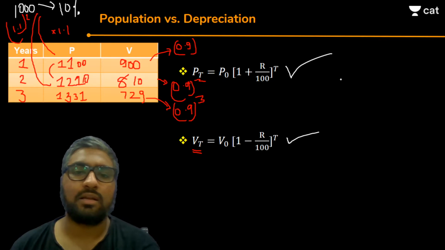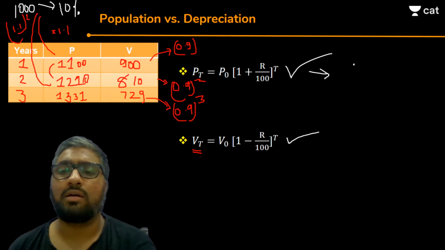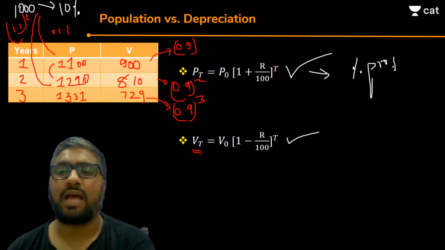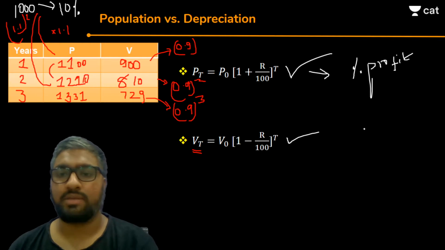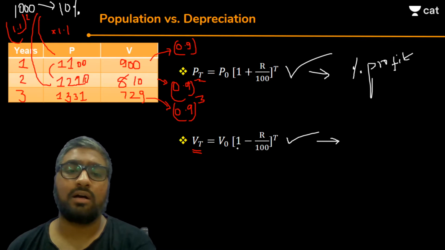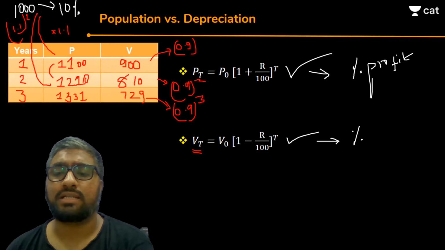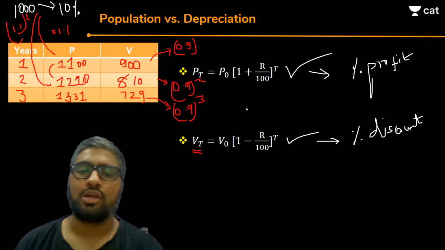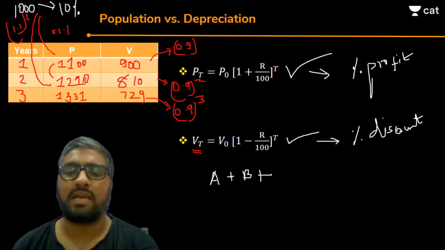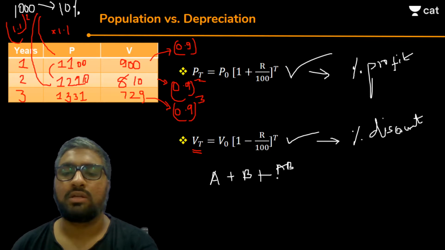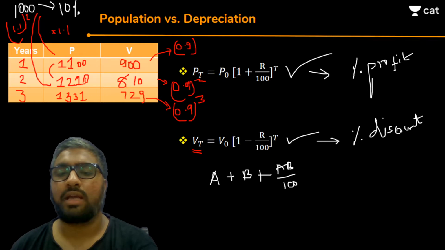In other words, a population increase is nothing but adding profit, successive profit added to a value. First 10% profit, then 10% profit, then 10%. And depreciation is nothing but percentage discount, successive discount. First you reduce 10 percent, and then of that you reduce 10%. Here you can also use the calculator application if you want a quick calculation.